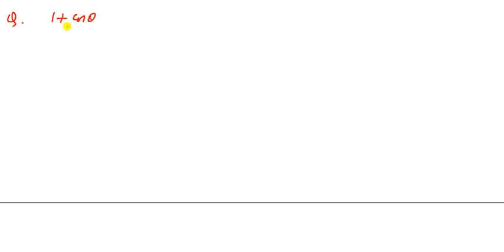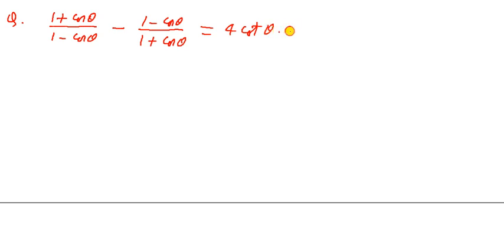Next question is this: prove that (1 plus cos theta) upon (1 minus cos theta) minus (1 minus cos theta) upon (1 plus cos theta) will be equal to 4 cot theta into cosec theta. So that is your question. Take the left hand side. So what will happen?